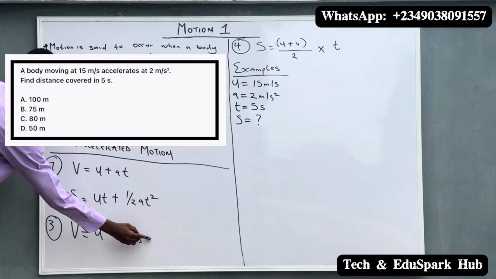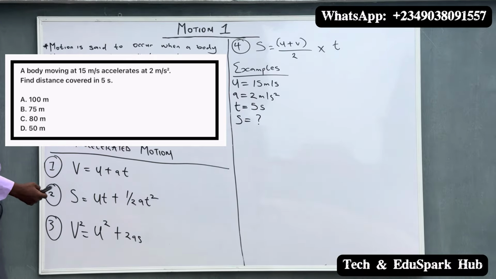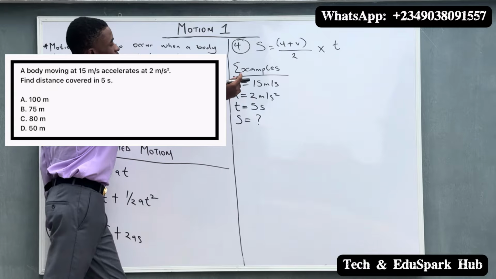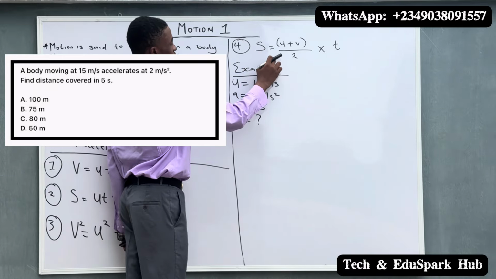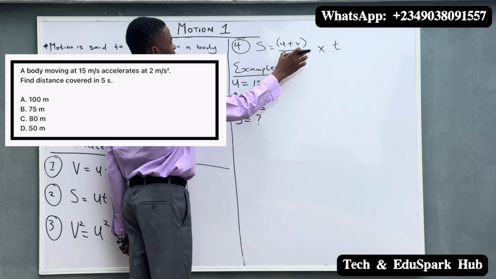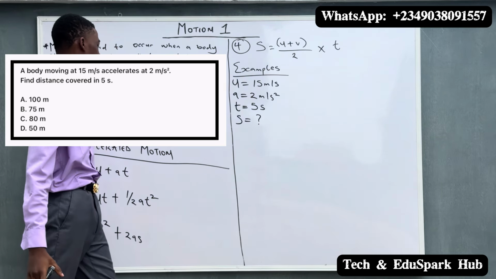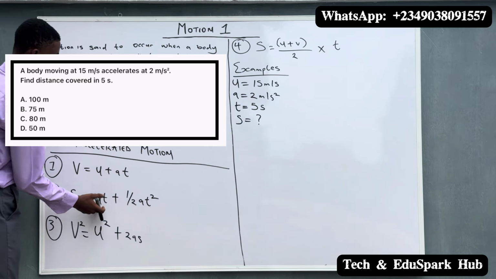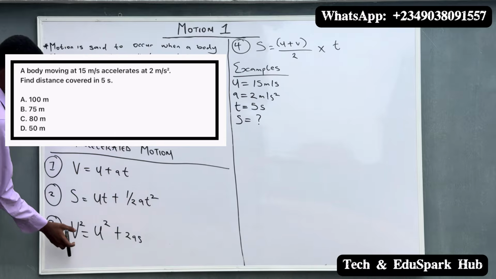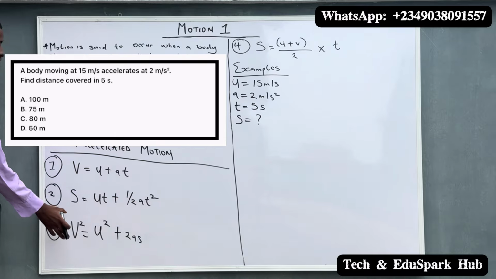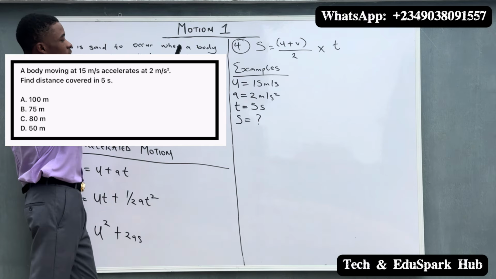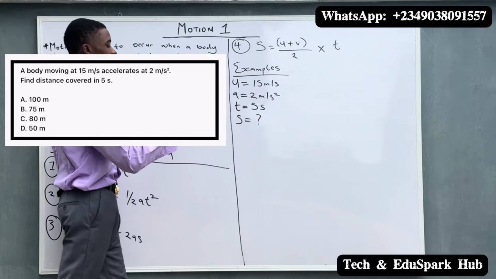This third formula is only useful when you are not given the time. But in this case, we are given the time. And also, we cannot use this formula because we can only use this formula when there is no acceleration, but there is acceleration in this case. So we are going to use the second formula. So note that this third formula is only useful when there is no time in your question. And the last formula is also useful when you have no acceleration.